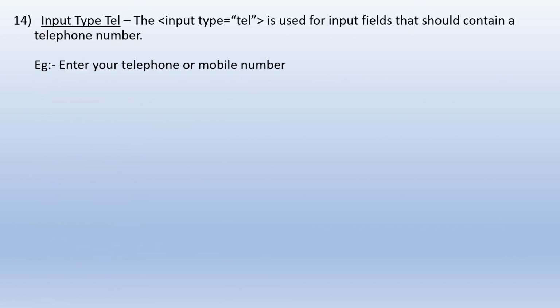Now let us see the last form element, input type tel. Input type tel is used for input fields that should contain a telephone number. Suppose if you want to enter telephone number or mobile number, then what type of field you are going to use? You are going to use input type is equal to tel. So let us see it with one example, how to enter mobile number or telephone number.